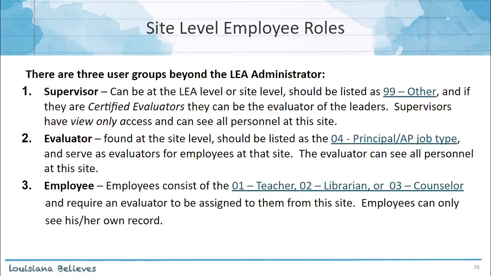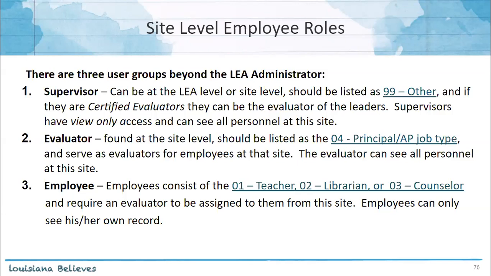So there are 3 user groups at the site level. You have the supervisor, who would be listed as a 99 other. The supervisory role is at both the LEA or the site level. It has the same ability. The supervisor can see everything. The evaluator would be your principals and assistant principals, and so they would be listed as 04. They generally serve as your evaluators at that site, and they can only see the personnel that they are assigned at that site. Employees consist of your 01 teachers, your 02 librarians, and your 03 counselors.